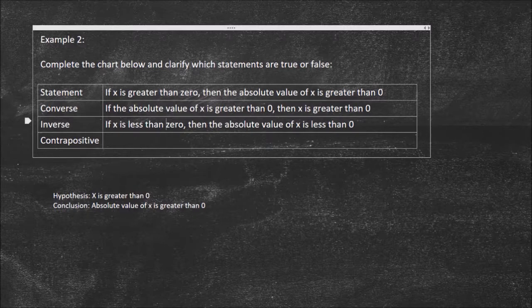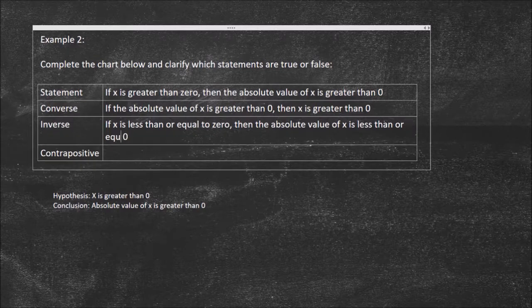Or you could just say not greater. Either one works. You could really do either one. I'll say less than or equal to, because I'm just saying not greater. So you'd have to say less than or equal to. Okay. Now lastly, the contrapositive.